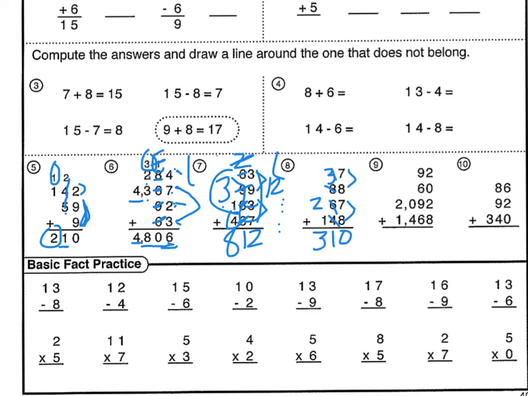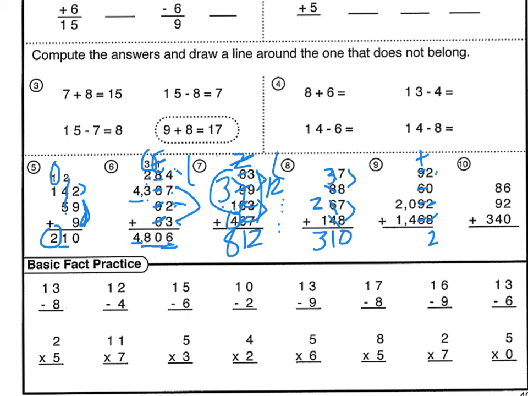All right, try numbers 9 and 10 on your own. Pause the video, then turn it back on. So you should have already done number 9, and I noticed that 8 and 2 makes 10, and then I add 2 more to make 12. Regroup with the 1 up there. 1 and 9 makes 10, and 9 and 6 makes 15. So 10 and 15 is 25, and then I'm going to add 6.